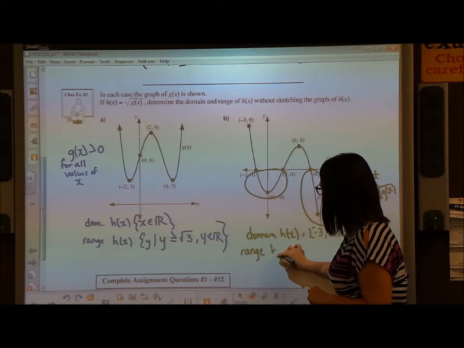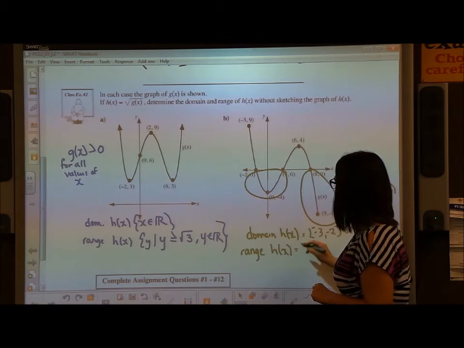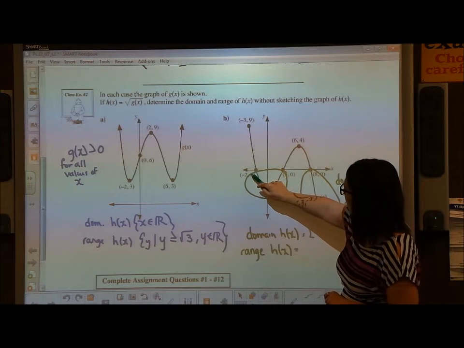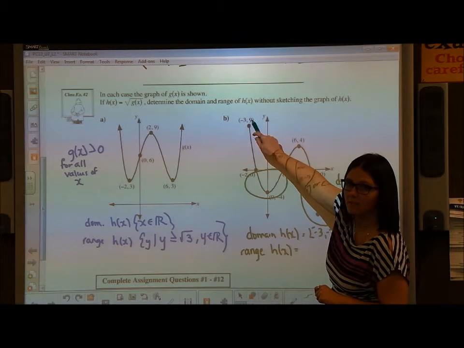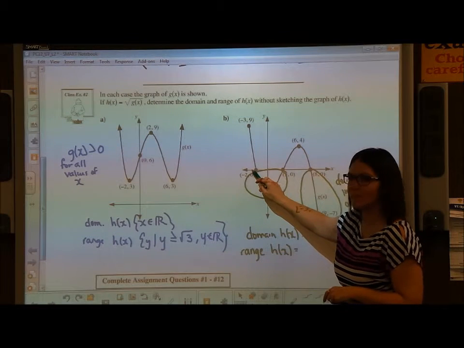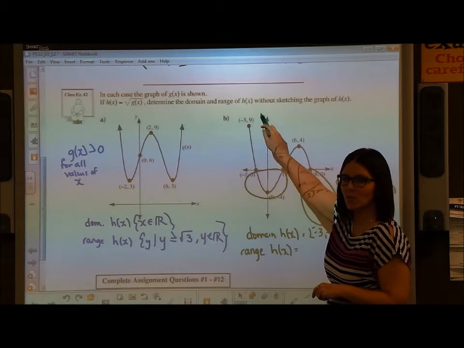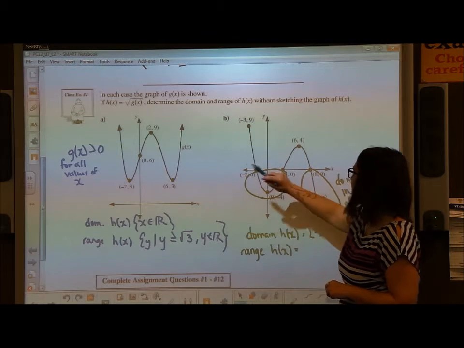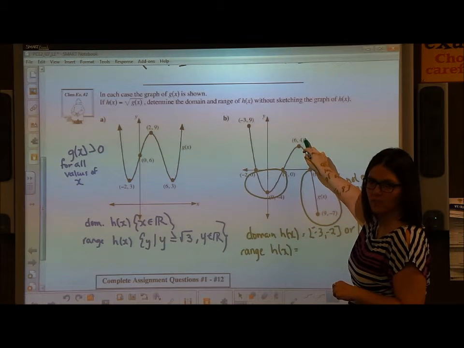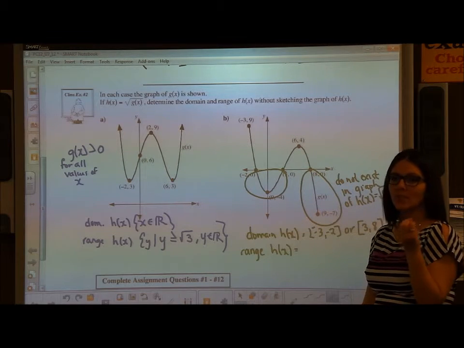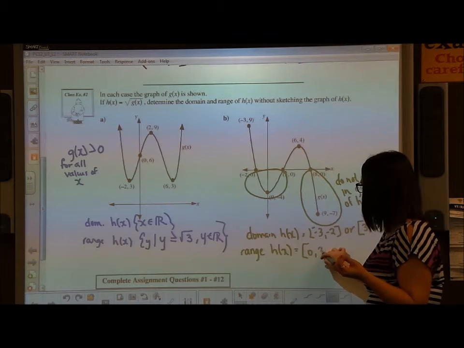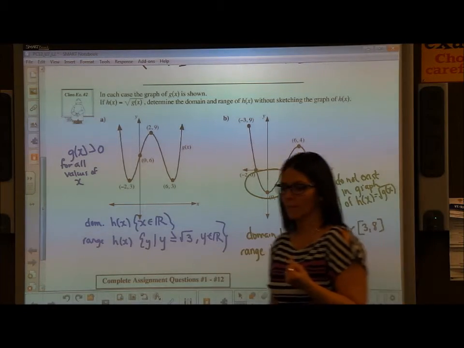And then the range, well, if I look at the range of these values, I'm going from 0 to 9. So h of x is the square root of that, which would mean the square root of 0 is 0, square root of 9 is 3. And then I have here, which is square root of 4 is 2. So that's still encompassed in that 3. So this can go from 0 to 3.